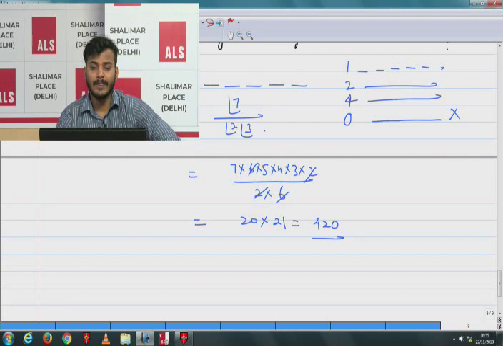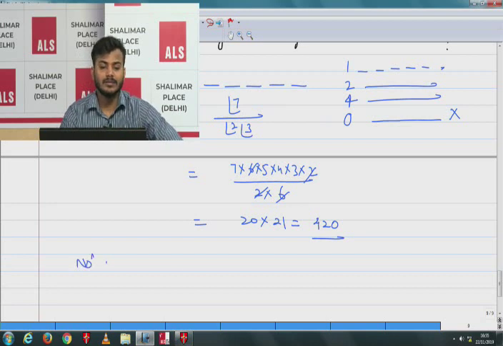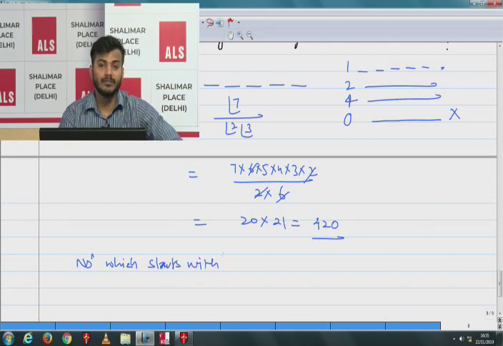Now, in all these cases, when we have counted 420, what happened exactly? You have overcounted some cases. What are these cases? Numbers which start with 0, because there will be some numbers which will be starting with 0 as well. Those are not the desired numbers.